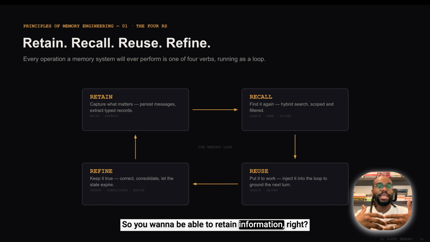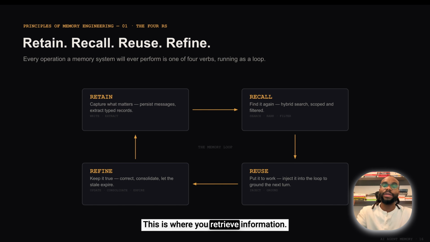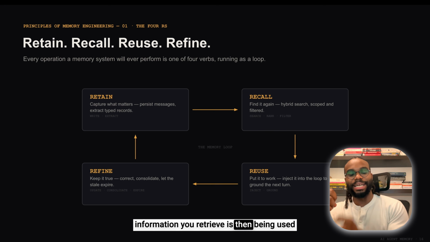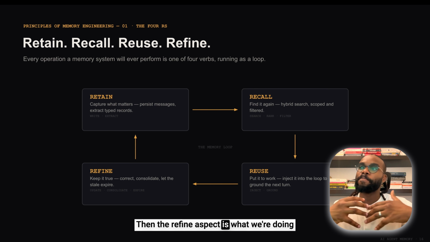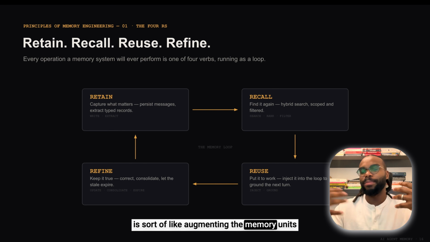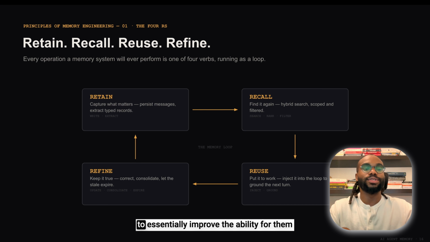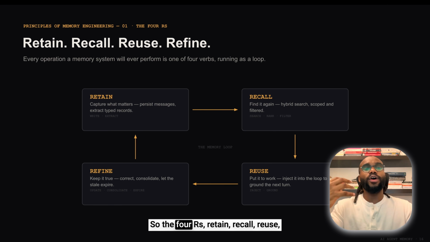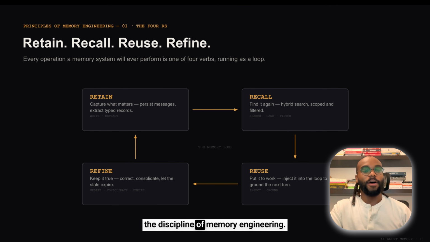So you want to be able to retain information, right? Retain memory. This is where you store the information in a memory substrate. We also want to be able to recall information as well. This is where you retrieve information. Then reusing is where the information you retrieve is then being used in a certain way within a context window. Then the refine aspect is where we're augmenting the memory units coming out from the LLM, from the outputs, or within our system, to essentially improve the ability for them to be recalled or maybe even forgotten. So the 4 Rs, retain, recall, reuse, and refine, are all what we are doing in the discipline of memory engineering.